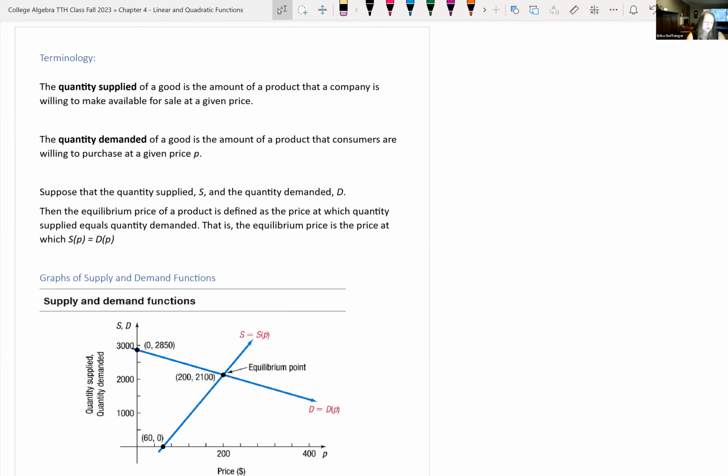We're now jumping into a supply and demand problem. Let's go through some of the terminology for this problem. The quantity supplied of a good is the amount of the product that a company is willing to make available for sale at a given price.